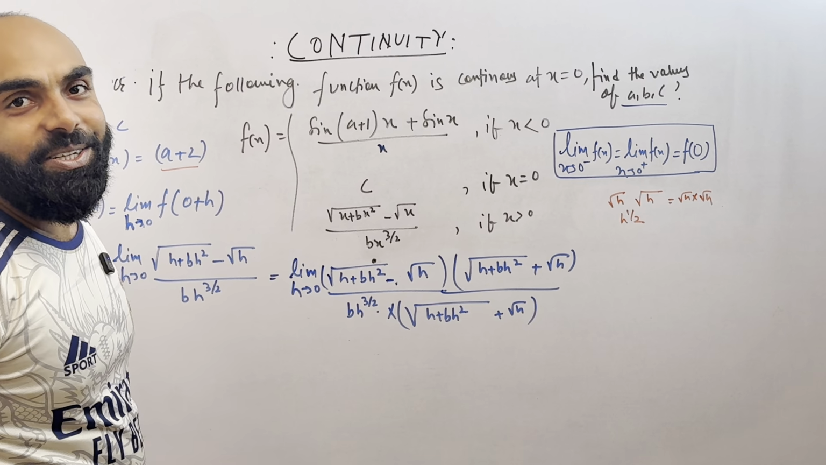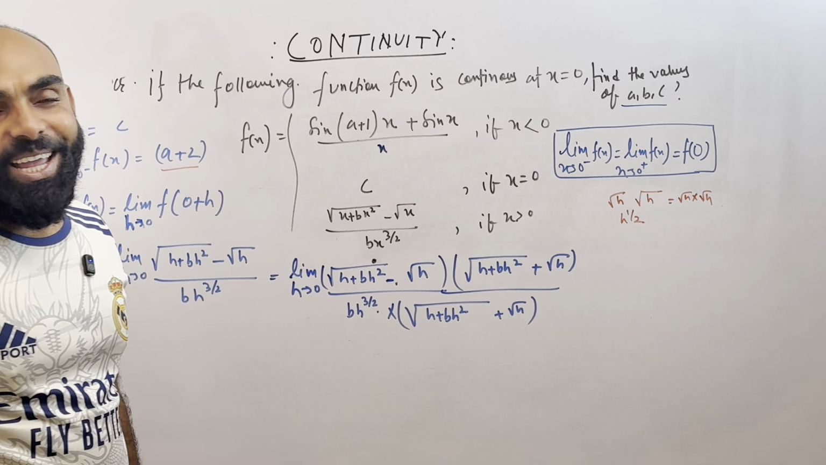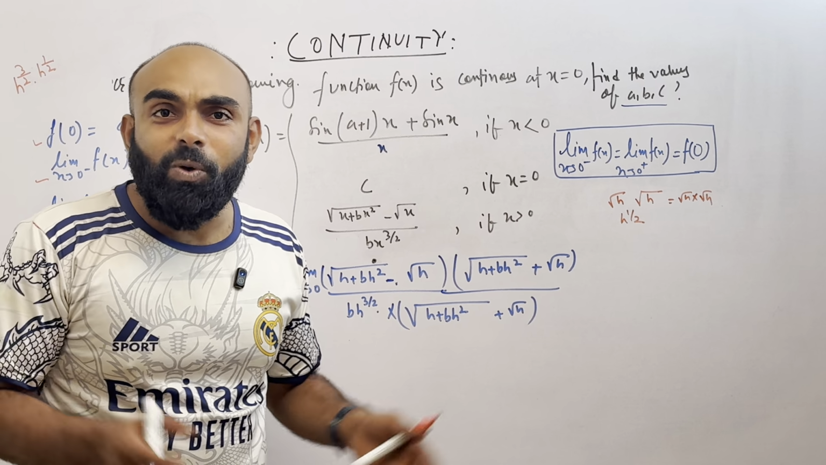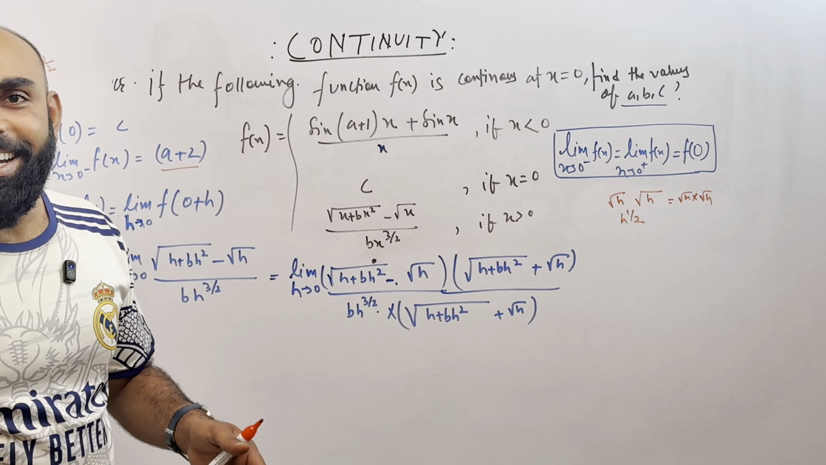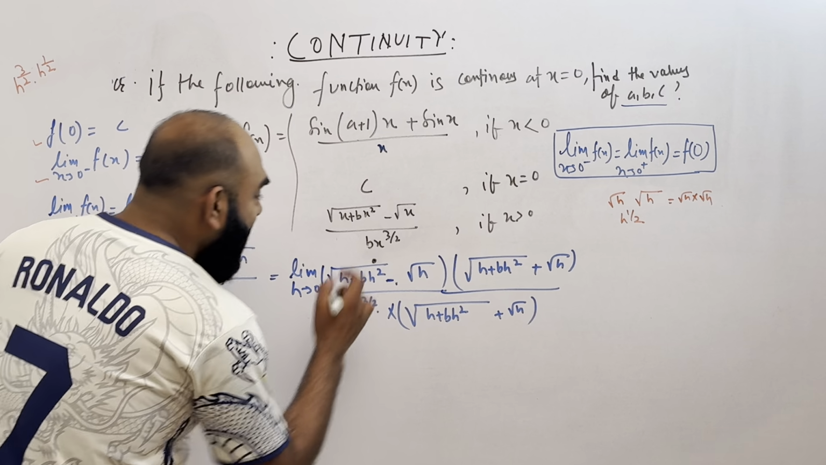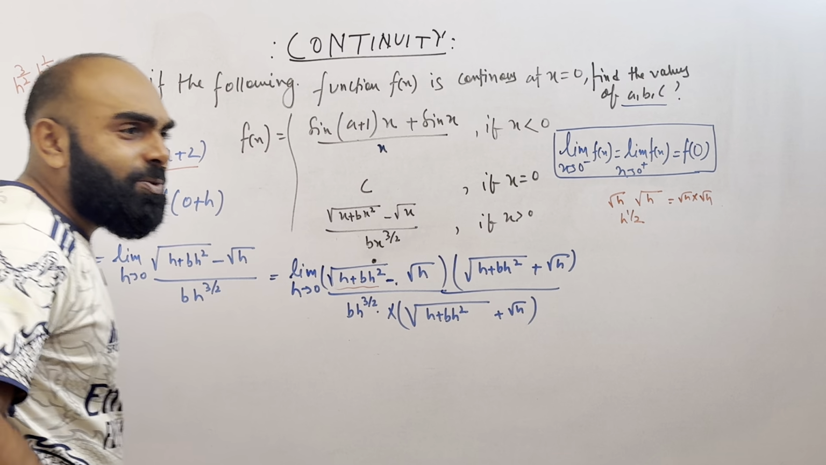Sir, a minus b into a plus b. Yes, sir, what is that formula? a minus b into a plus b is a square minus b square. Correct? Yes, sir. Sir, what is a here? Here a is this part. Sir, root under h plus bh square is my a.